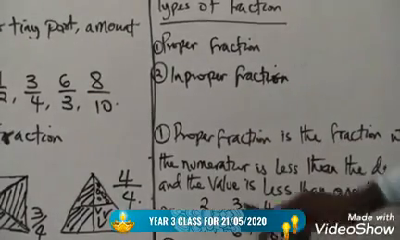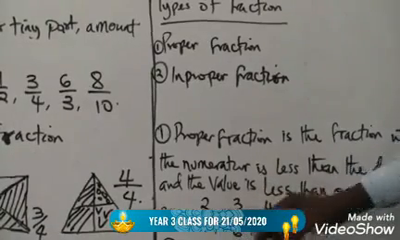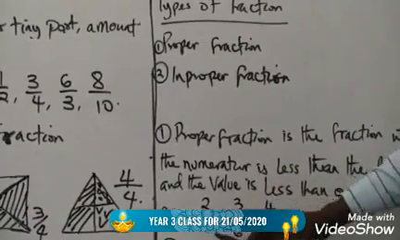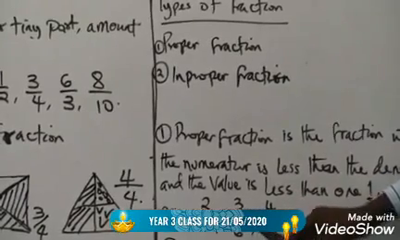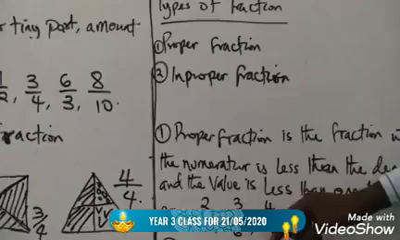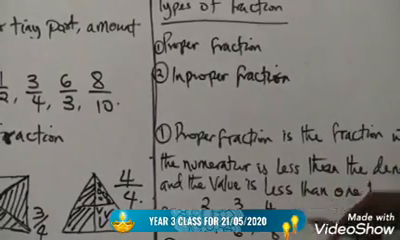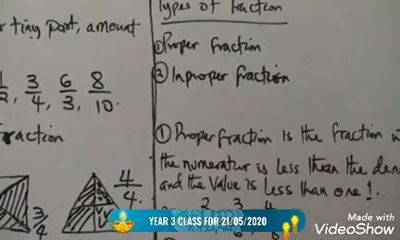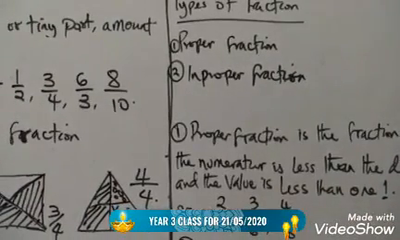An example of a proper fraction is 2 over 3. If you can see here, 2 is less than 3, where 2 is the numerator and 3 is the denominator. And here you have 3 over 6 as a proper fraction, because 3 is less than 6. And you have 4 over 8 as a proper fraction, because 4 is less than 8. And if you were to find the value of all these numbers, everything will be less than 1.